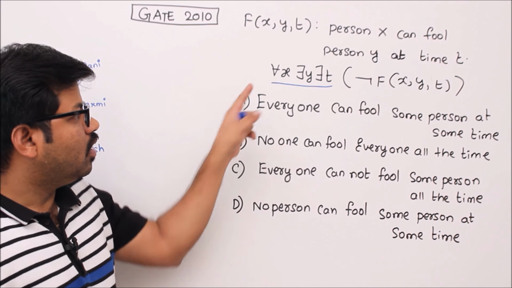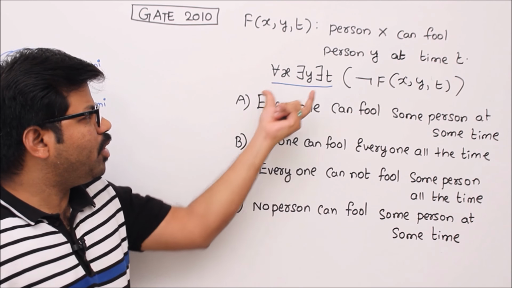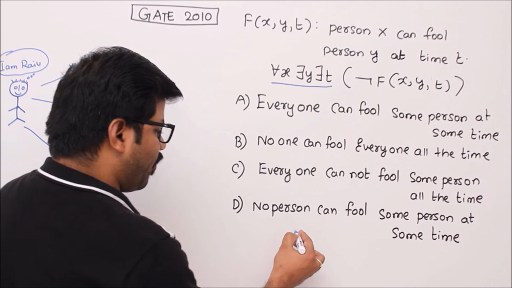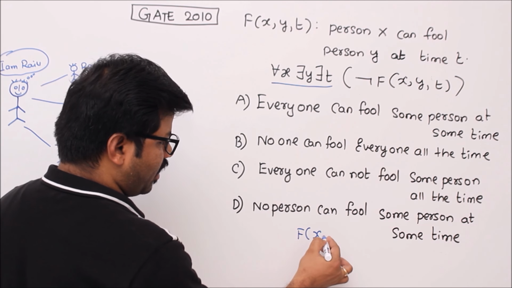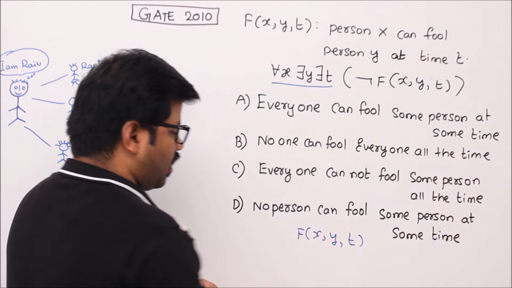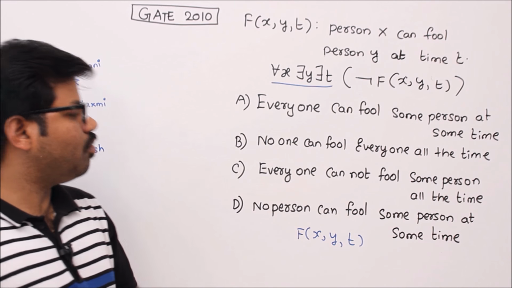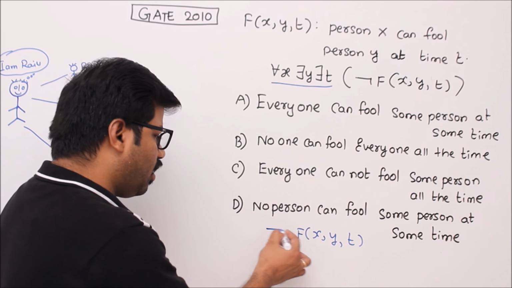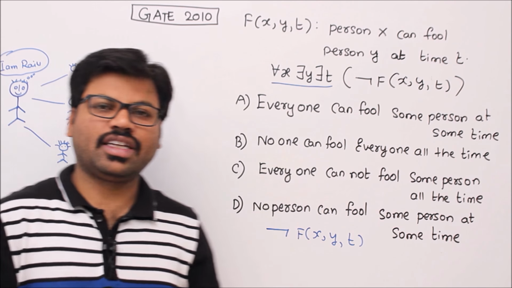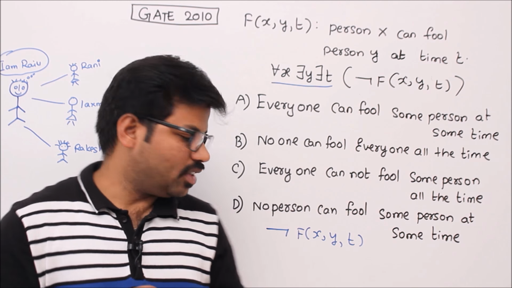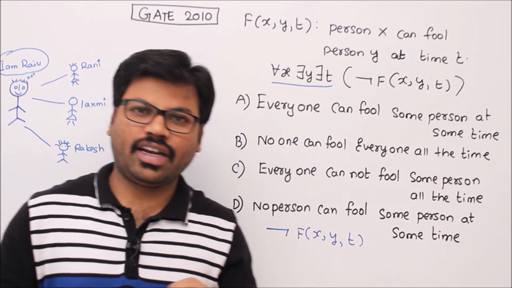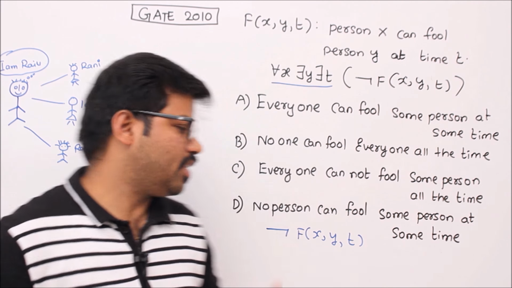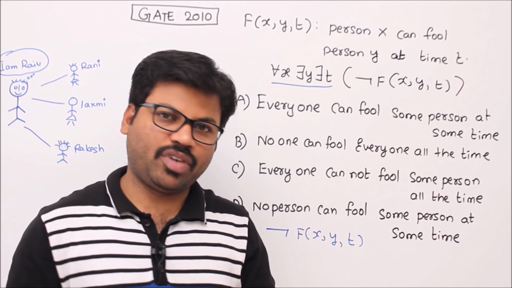What I do is, it is very difficult for me to understand it directly, isn't it? So that's why I take first f of x comma y comma t and I understand it. F of x comma y comma t is nothing but x can fool y at time t. Not of f of x comma y comma t is nothing but x cannot fool. That means x can fool y at time t is wrong. That means x cannot fool y at time t.